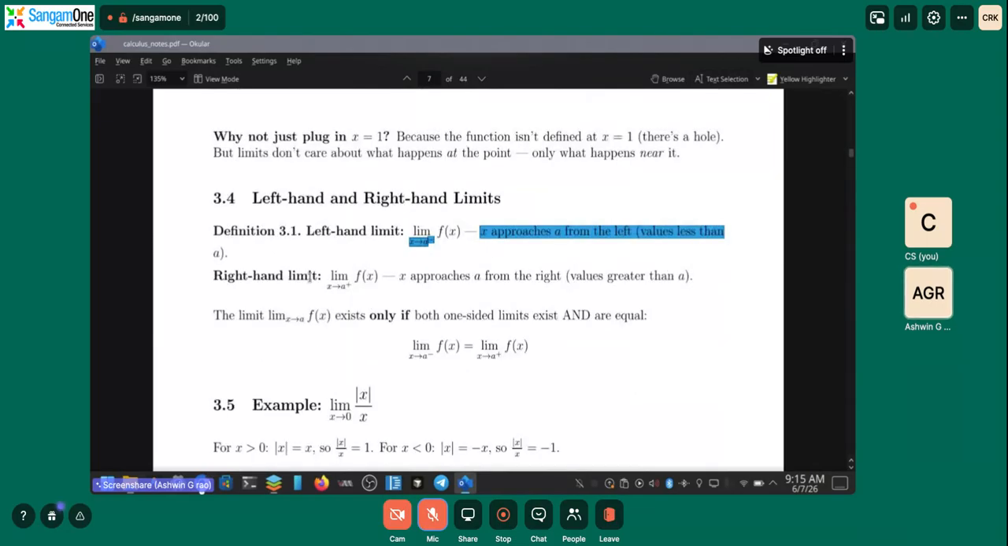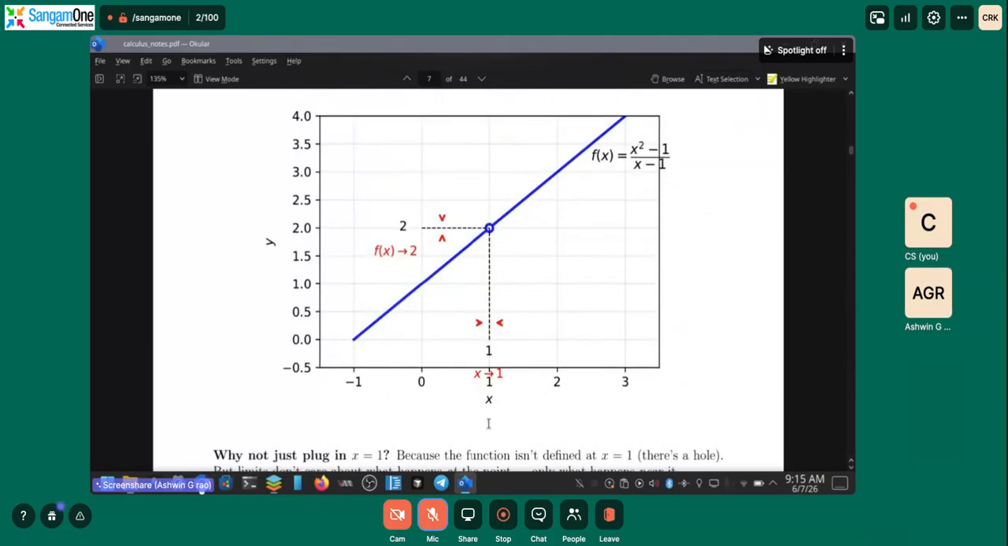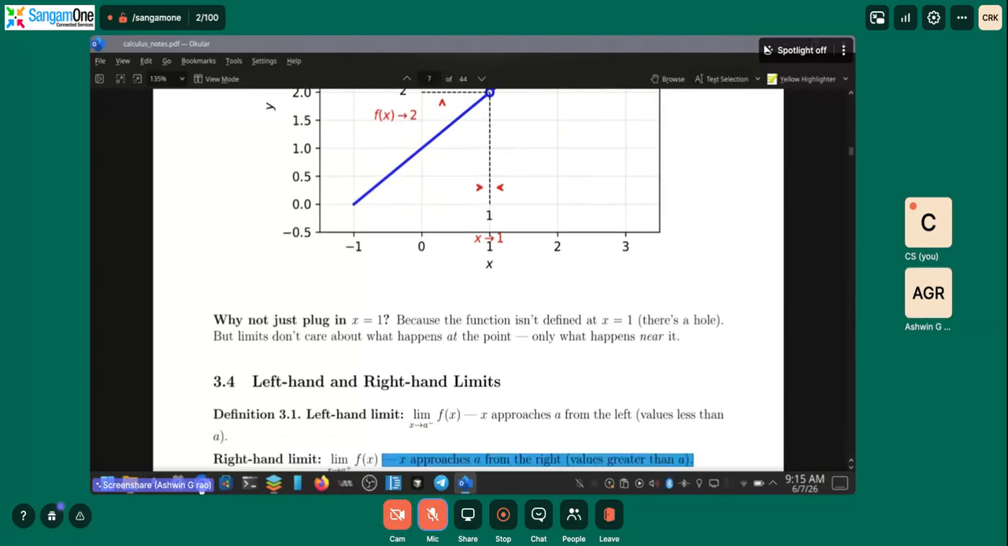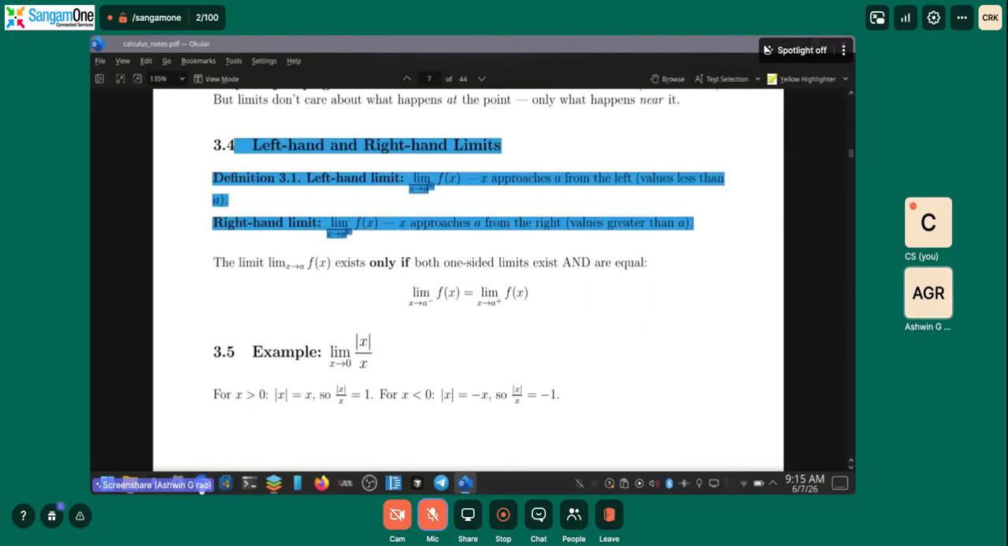And also the right hand limit, x tends to a plus of f of x, x approaches a from the right, values greater than a. Imagine a is 1, then the values approaching are 2 or 3, approaching 1 from the side which is greater than a. These are left hand and right hand limits.